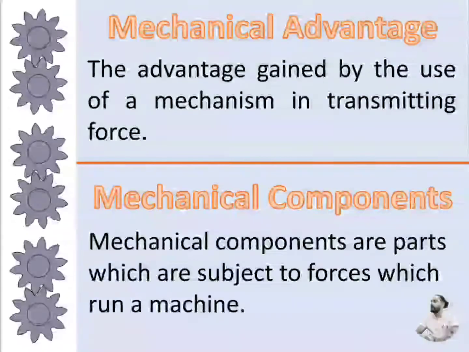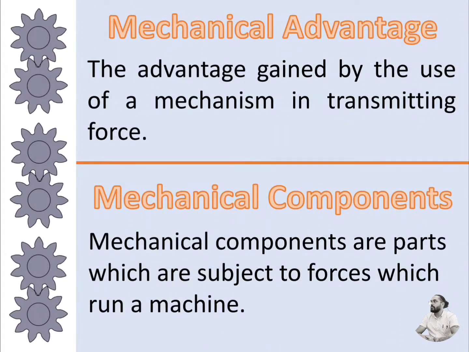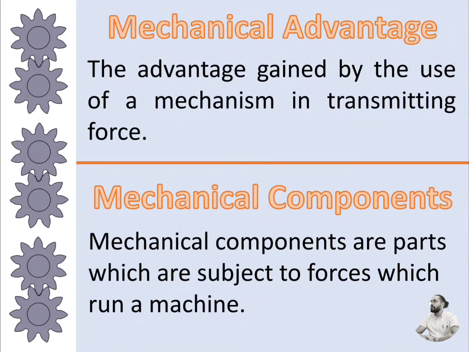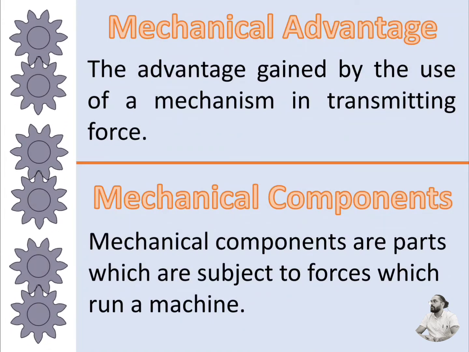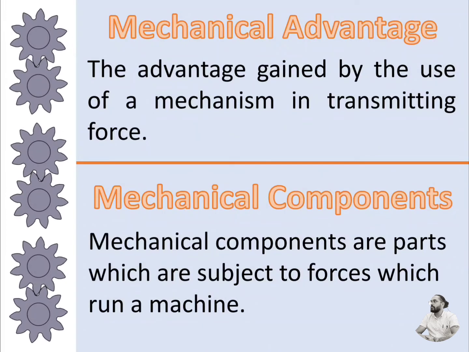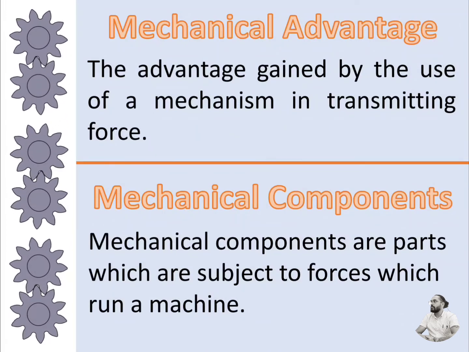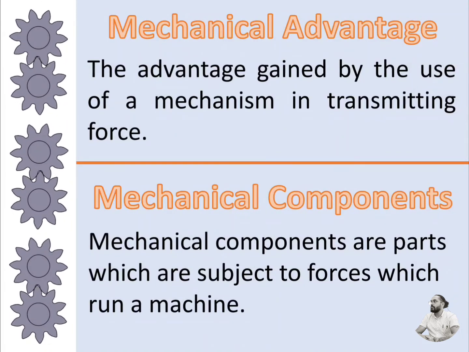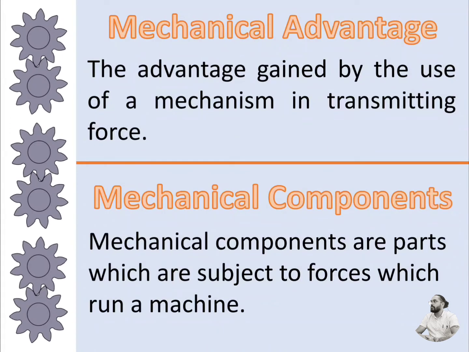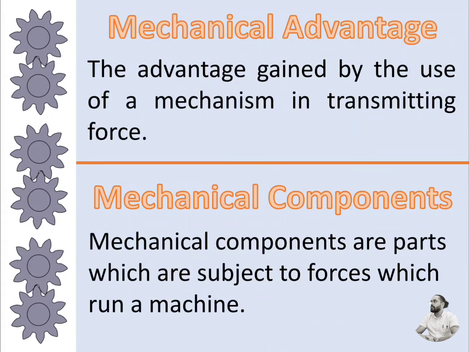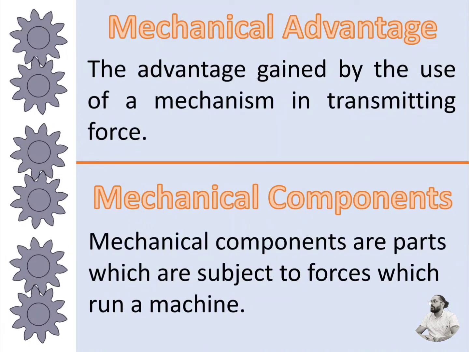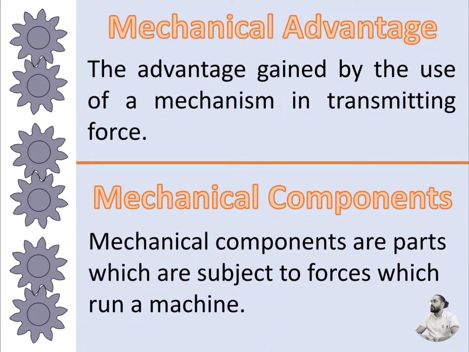Next part is mechanical advantage. Mechanical advantage is a measure of force amplification achieved by using a tool, mechanical device or machine system. In other words, it is a measure of the ratio of output force to input force in a system. Therefore, the advantage gained by the use of a mechanism in transmitting force is called the mechanical advantage. So mechanical components are parts which are subject to forces which run a machine.